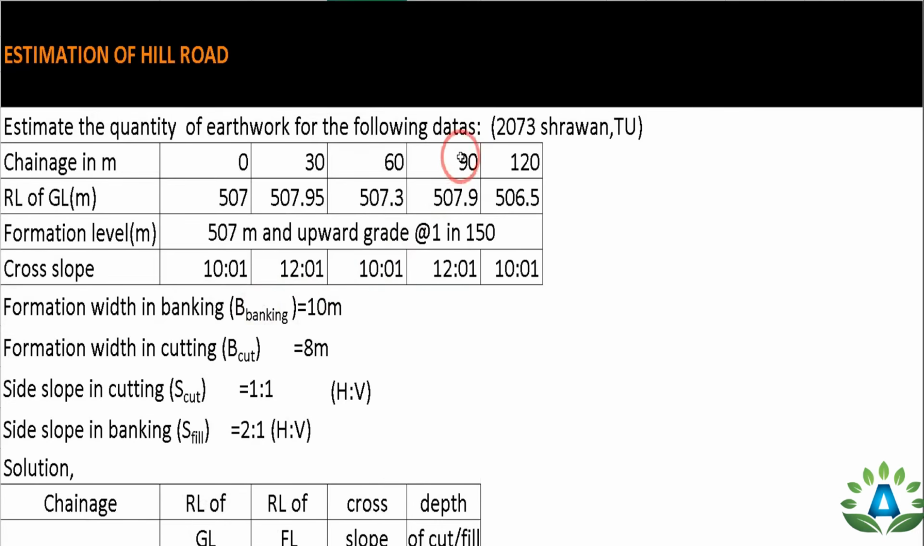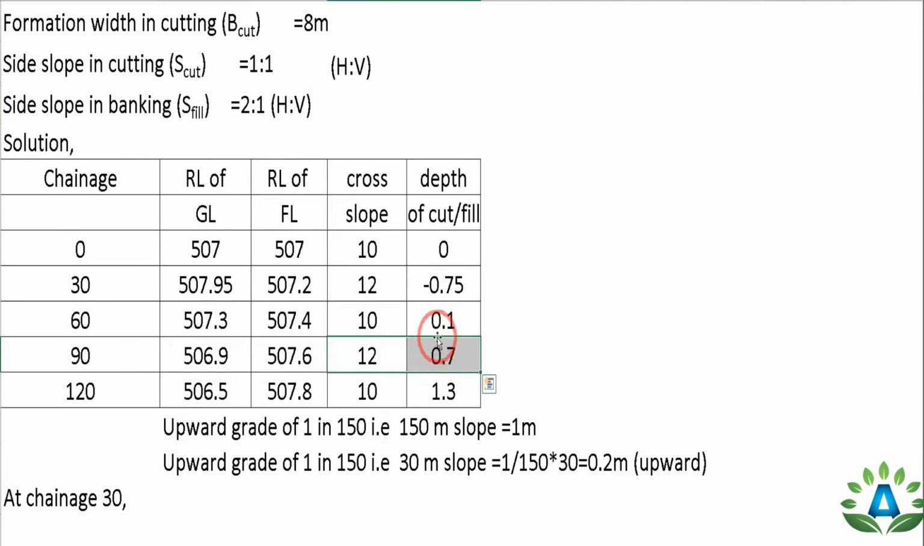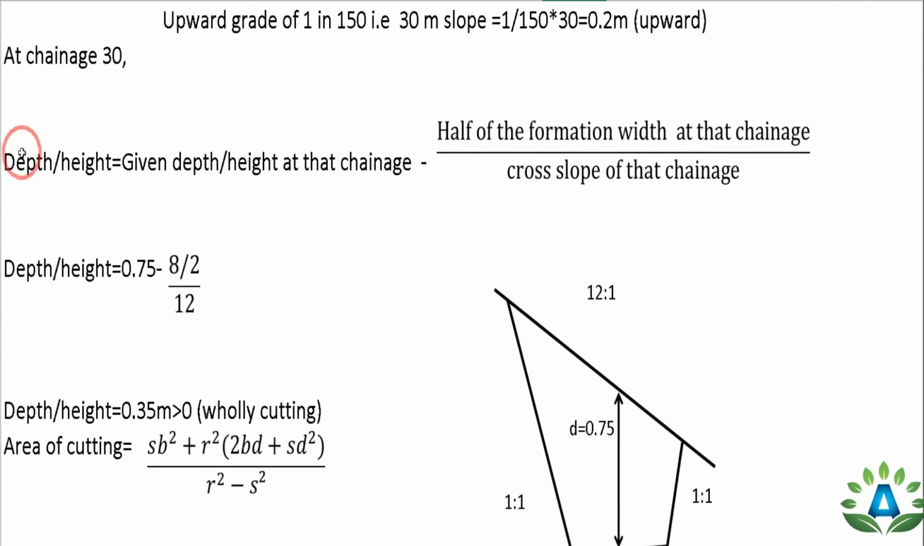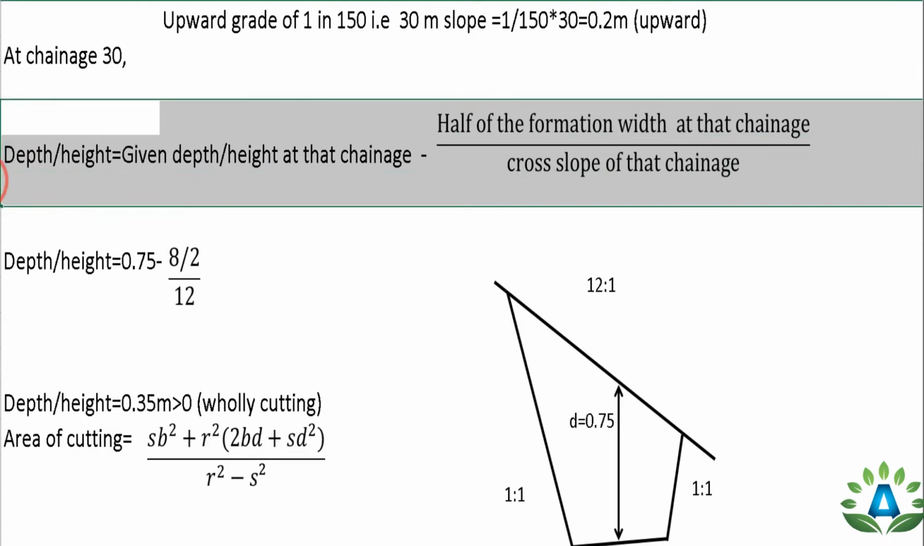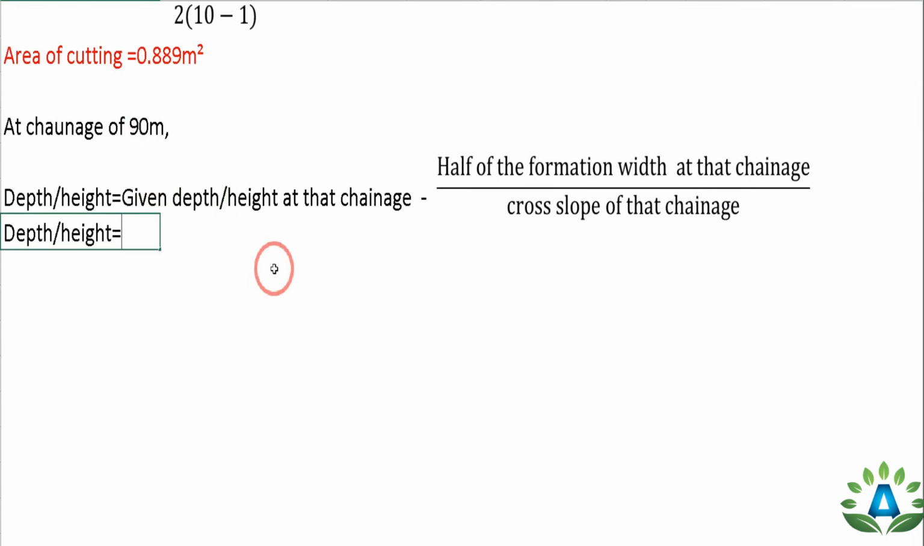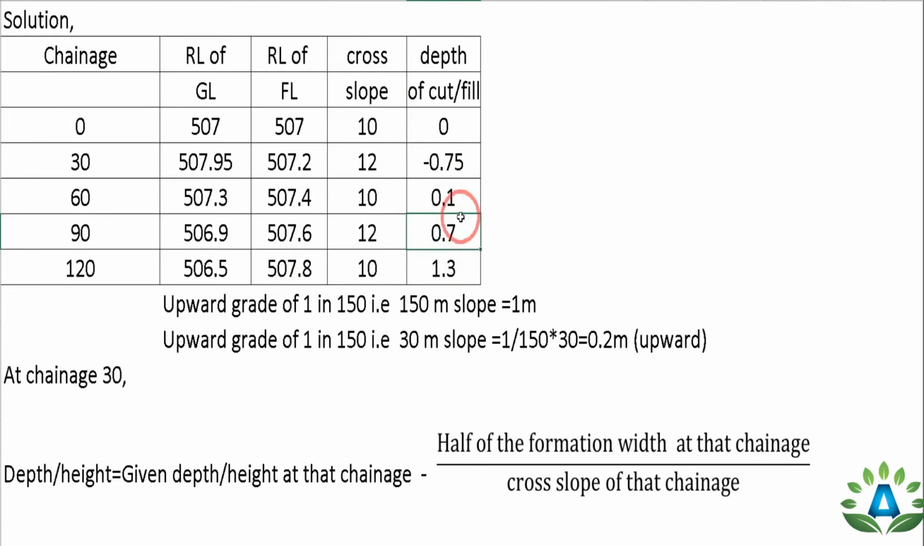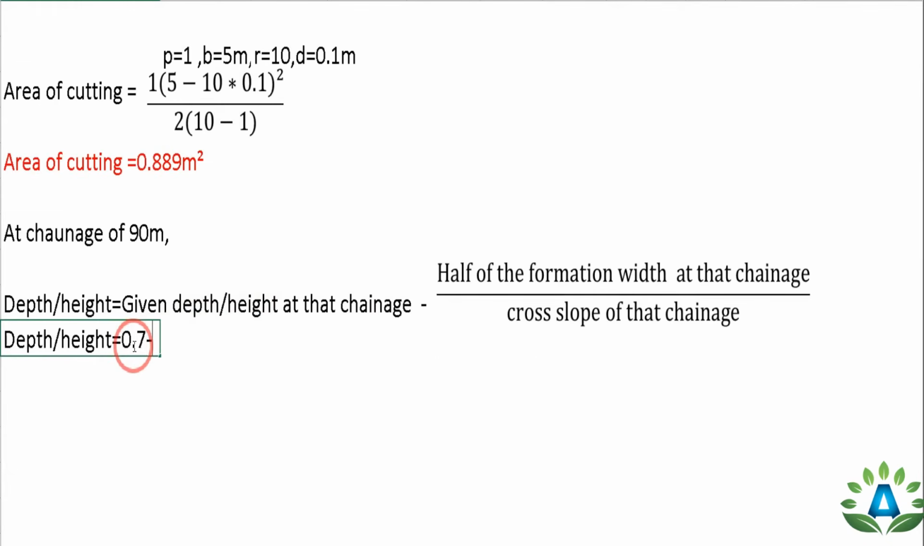Now we need to find the area of cut and fill at the chain edge of 90 meter. Here we have this depth of 0.7 meter, that is our fill depth, and we have to use this cross slope of 12. So here also we need to use the same formula, so you can simply copy this formula. At the chain edge of 90 we have the depth of 0.7. So depth equals 0.7 minus, this is also the fill depth, so we need to use half of the formation width of banking portion.